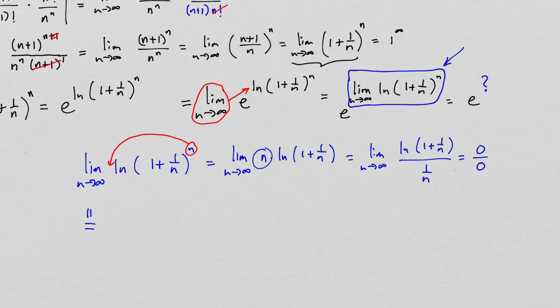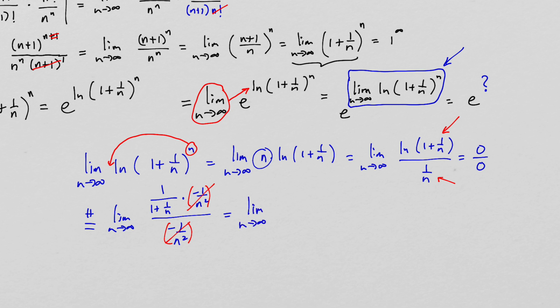So now we can say this is equal to, from L'Hopital's rule, the limit as n goes to infinity, and we are going to take the derivative of the numerator and the derivative of the denominator separately. The derivative of 1/n is negative 1 over n squared. The derivative of natural log of anything is 1 divided by that thing multiplied by the derivative of that thing. And the derivative of 1 + 1/n is negative 1 over n squared. This is very convenient because these will cancel out completely, and we end up with the limit as n goes to infinity of 1 divided by 1 + 1/n. But we know that 1/n goes to 0 as n goes to infinity, so we get 1 divided by 1 + 0, which is 1.